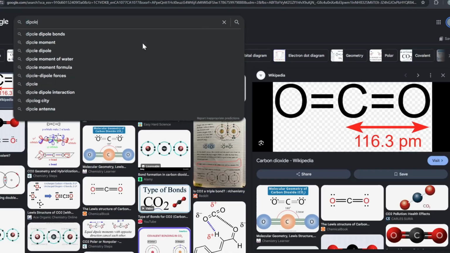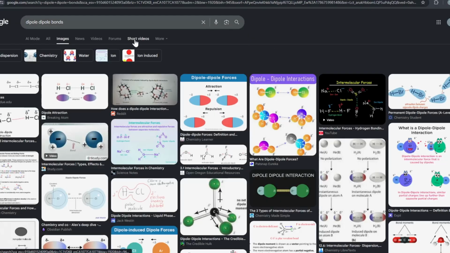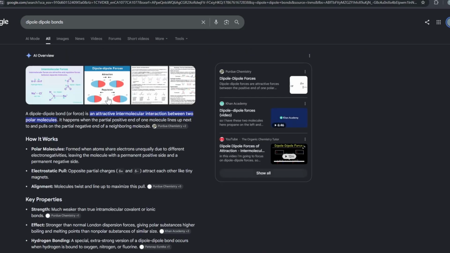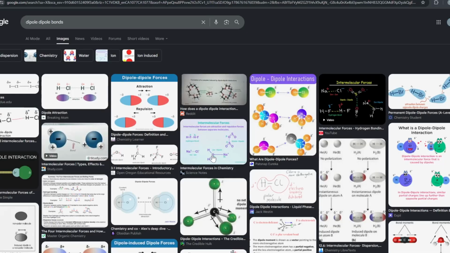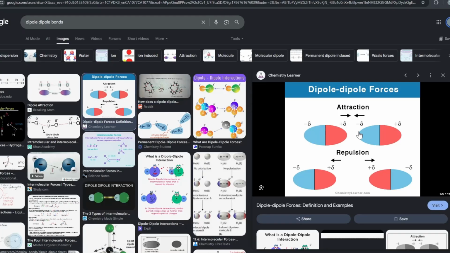What's a dipole? I already forgot. Okay, this is my last one. Dipole-dipole forces are attractive intermolecular forces between two polar molecules. It happens when the partial positive end of one molecule lines up next to and pulls the partial negative end of the neighboring molecule. So you have this polar bond, this neighboring one, right? The attraction is what we're looking for here. They're opposite partial charges attracting. So remember, this looks like your polar covalent, right?